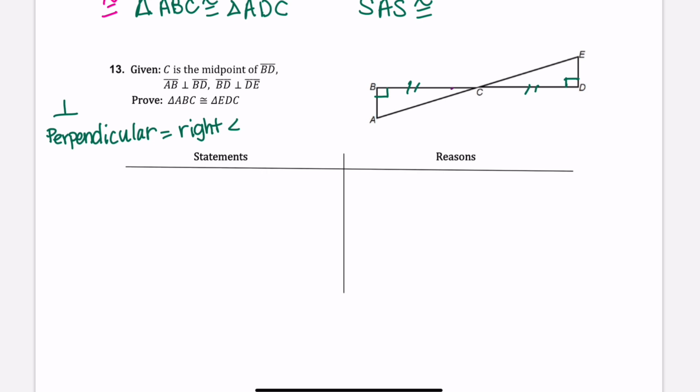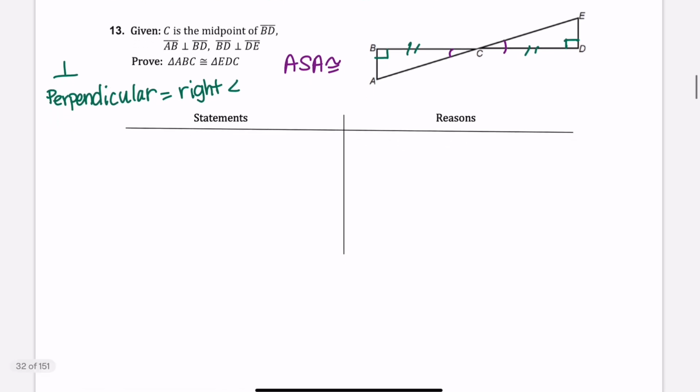I also see a pair of vertical angles. So these are two angles, and then the side in between the two angles are congruent. So this is going to be angle, side, angle, congruent triangles. Okay, so let's go ahead and write this given information down. We're going to need to write all of that down.